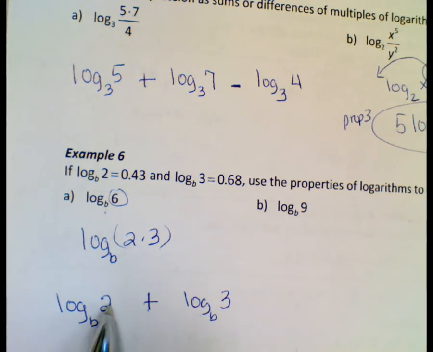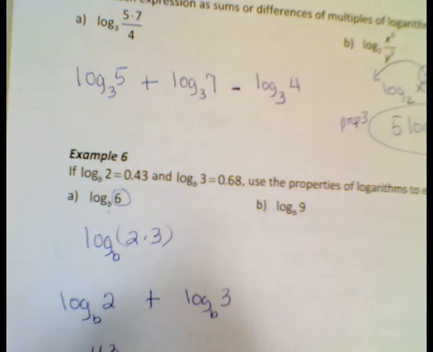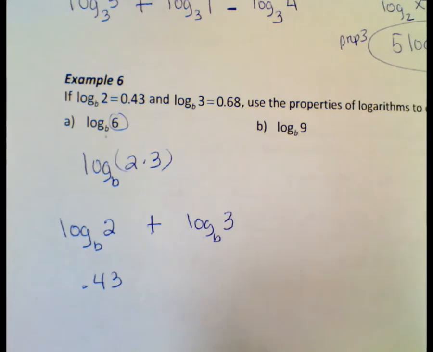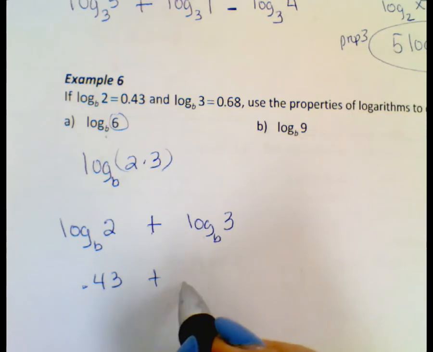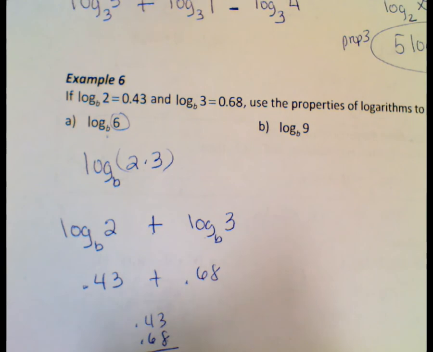Now, log base b of 2 is right here. What is log base b of 2? It is 0.43. Log base b of 3 is 0.68. If you add these, I'm going to have to line these up because I'm not going to use a calculator. 3 plus 8 is 11, carry 1. 4 plus 6 is 10, plus 1 is 11. So we have to be careful here. It's 11 and a 1. So your answer should be 1.11. That's your answer.